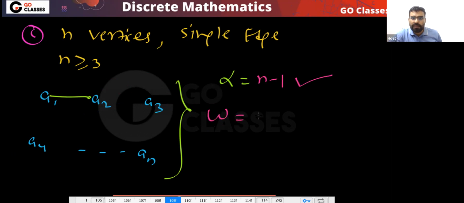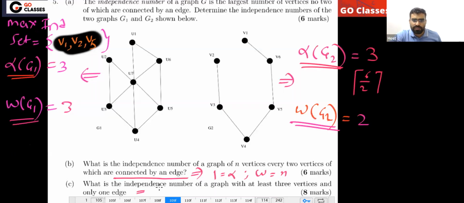And what is the omega? The omega will be 2. You can create K2. Okay, so very simple. So this is the answer for this question: alpha will be n minus 1 and omega will be 2.